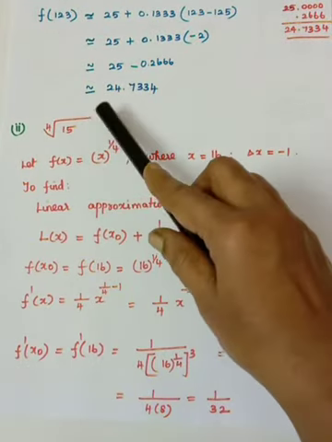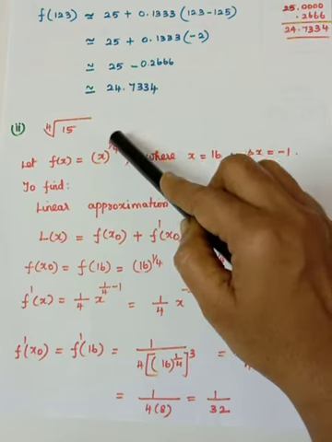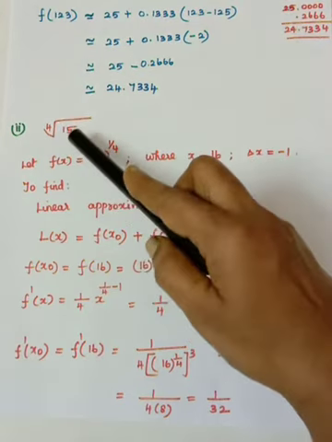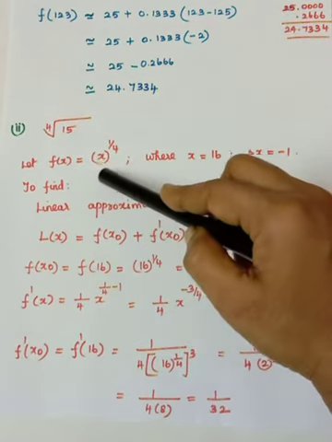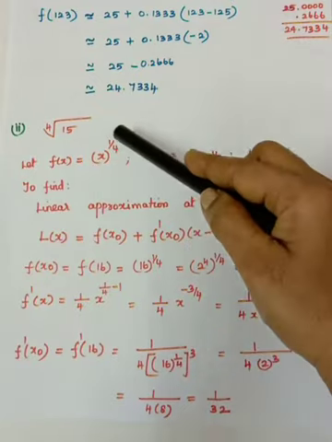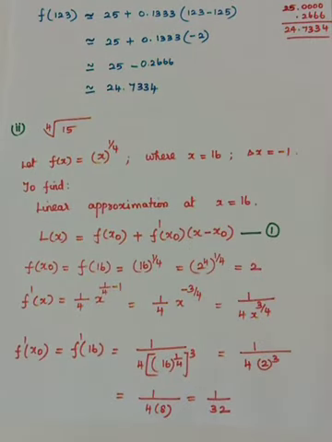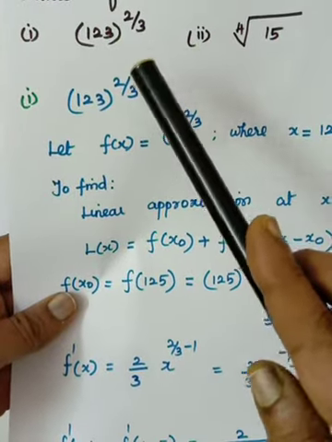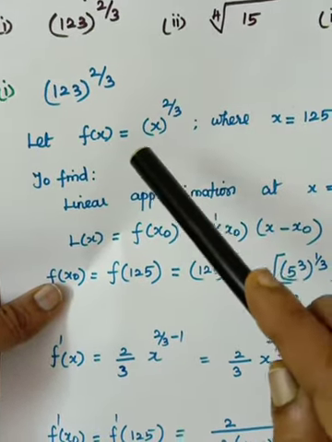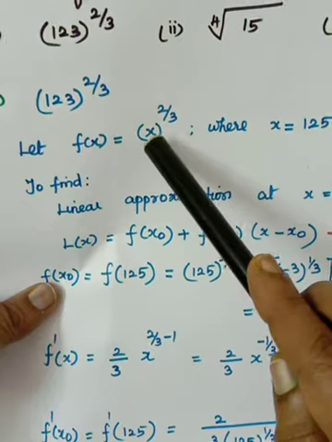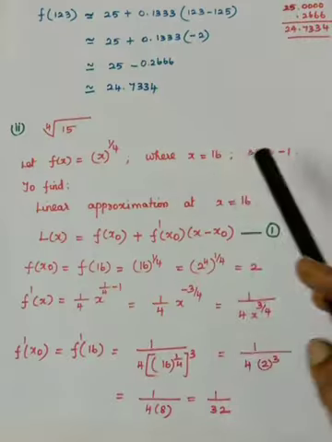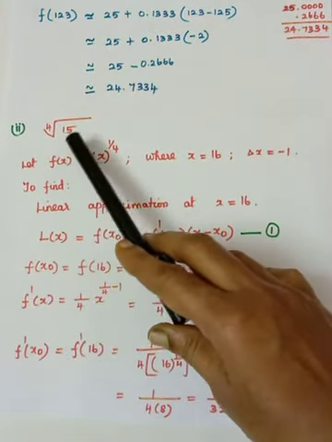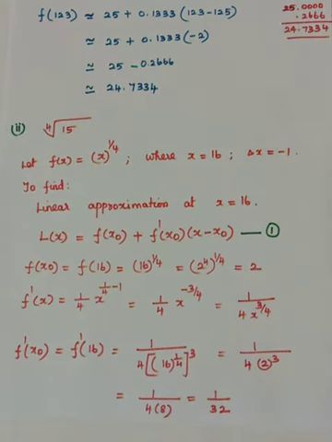So what function? It is x power 1 by 4, since it is the fourth root of 15. So therefore the function should be x to the power 1 by 4. In the previous problem, the question was 123 the whole power 2 by 3. So what did we take? The function was x to the power 2 by 3. Here it's the fourth root of 15, so therefore our function is x power 1 by 4.